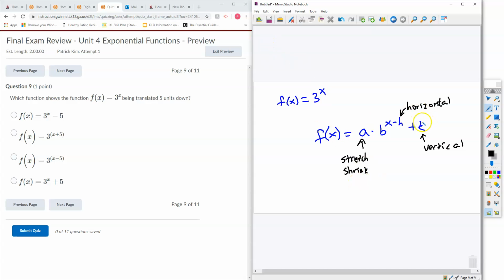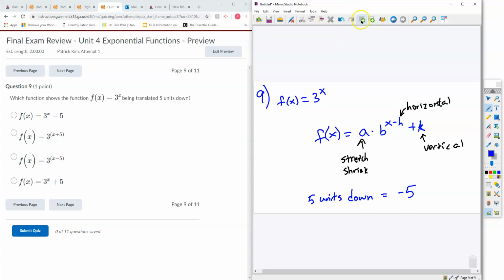Now think about where the variable is. K is on the outside. It wants to know about 5 units down. Well, 5 units down is something with a negative 5. So think about where that is going to go. All right, we're almost done. So this is number 9.